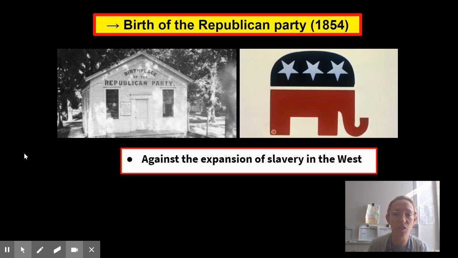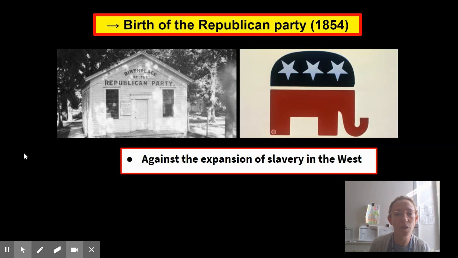This all leads to the formation of the Republican Party. It starts actually at this house that's pictured. A group of people meet in Wisconsin, and their main part of their platform is that they are going to be against the expansion of slavery in the West. So they're not anti-slavery. They're just against the expansion of slavery in the West.